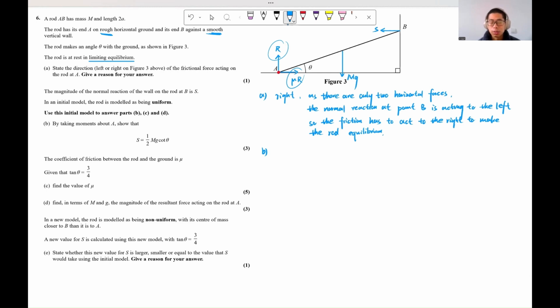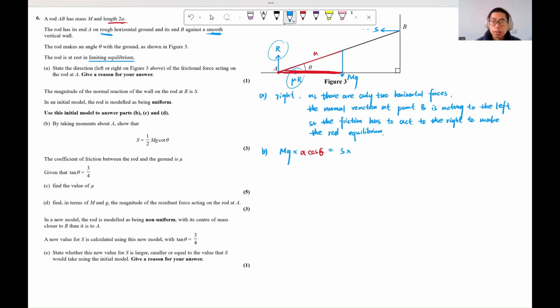So mg is in the clockwise direction and S is in the anti-clockwise direction. To set them up, because it's in equilibrium, clockwise moments equal anti-clockwise moments. So we do mg times its perpendicular distance. From point A to mg, the distance will be this length. We know it's a uniform rod, so this length is only half of the whole length 2a. So that would be just a. Therefore that length is a cos theta because that's adjacent. And that's equal to S times its perpendicular distance.